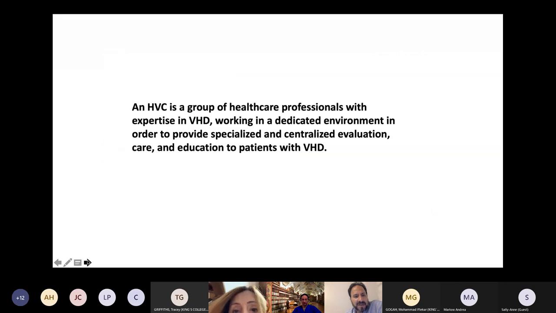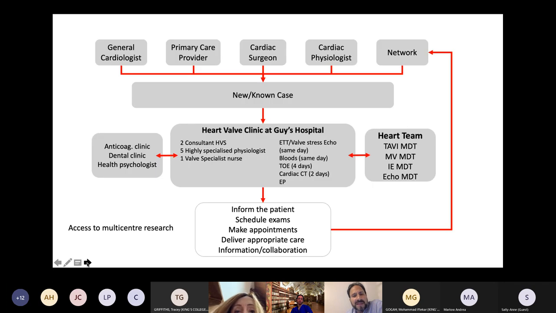Now, I think fundamental to the recent guidelines, and also the last iteration of the guidelines by the ESC and the ACC, is identifying what a heart valve center is. A heart valve center is one that has access not only to cardiac surgery, but also dedicated heart valve clinics. So when we talk about heart valve clinics that exist across the network, what do we actually mean? We mean a group of healthcare professionals who have dedicated expertise in valvular heart disease, who work in a dedicated environment with dedicated infrastructure in order to provide specialized and centralized evaluation, care, and education to patients with valvular heart disease. And this really forms the bulk of the guidelines in terms of the route of entry into any further treatments or medical interventions.